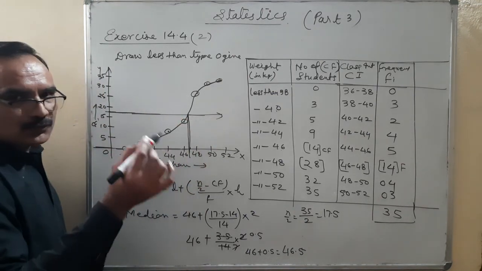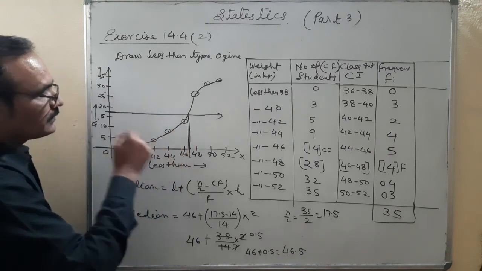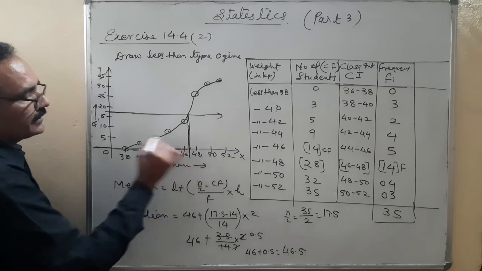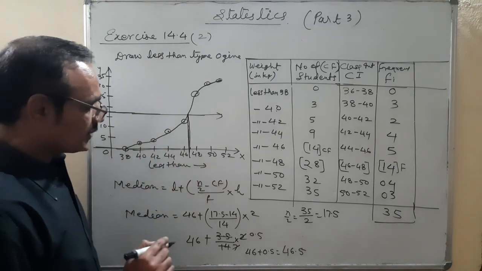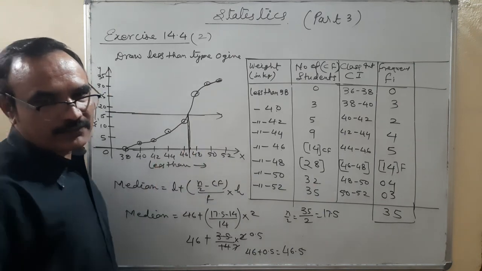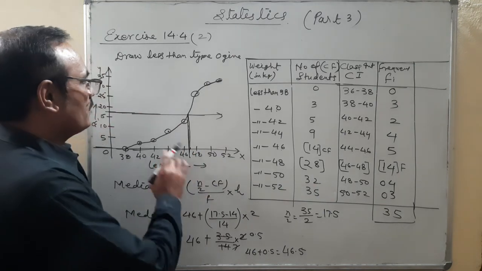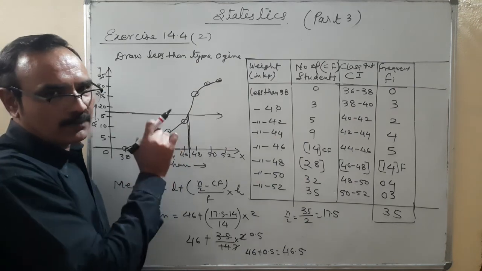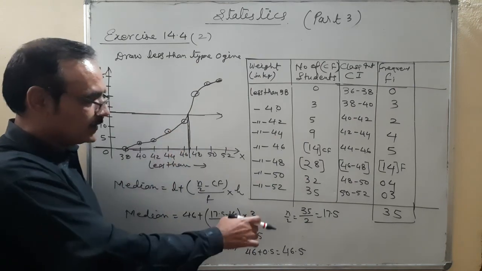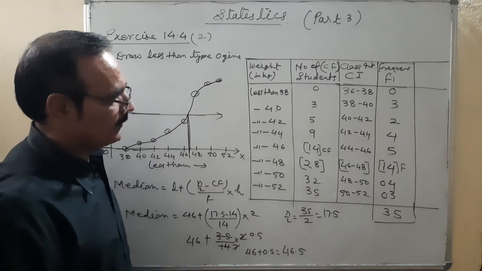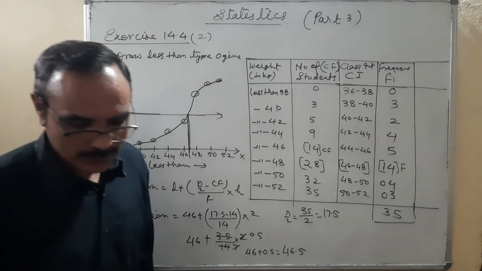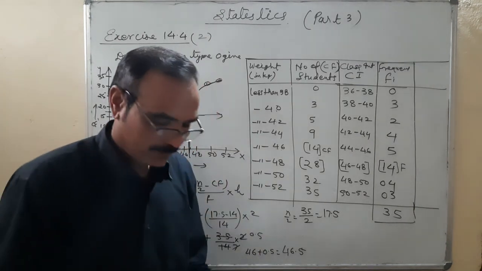So whenever you use proper graph paper, scale and pencil, you will see that this line is intersecting at point 46.5. That means just a little bit from here. Okay, so this is the verification of this graph. With the help of this graph, you can find the median, and you verified it with the help of the formula. So less than type, more than type, everything is there.